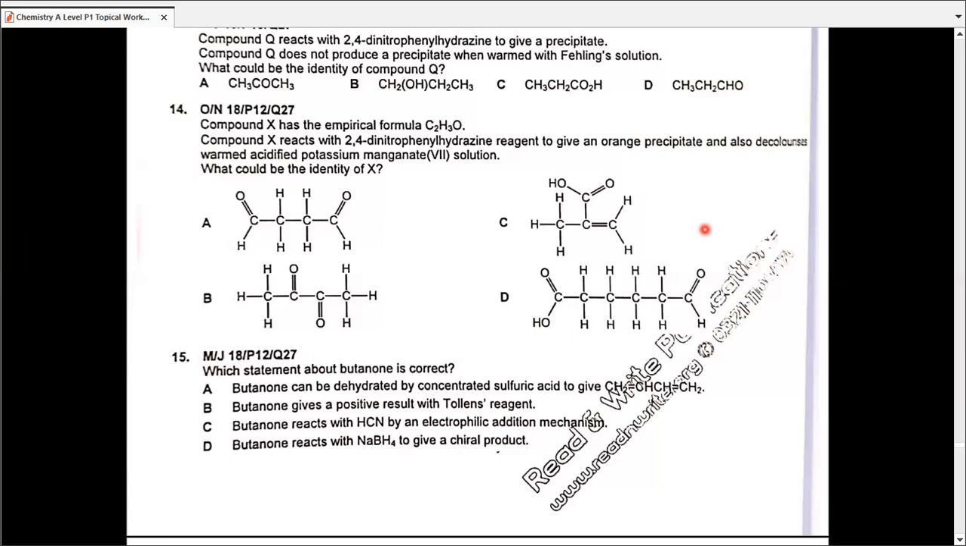So if it's decolorizing acidified potassium manganate, what does that indicate? You said if it's decolorizing acidified potassium manganate(VII), then what? What does that indicate? What's that telling us? That it can be oxidized. It can be oxidized. Right. All right.